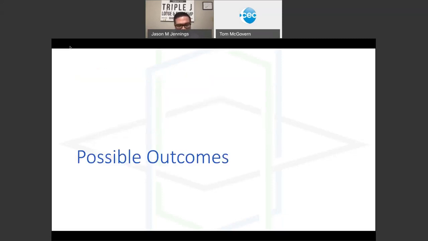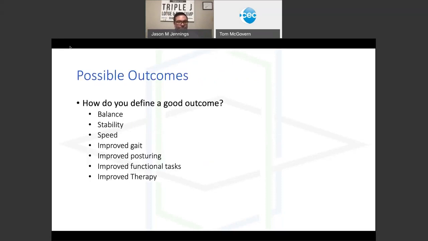Now I'd like to just show you some possible outcomes of some patients that I've had the opportunity to manage. There's different designs, different pathologies. I tried to pick a smorgasbord. But I want you to think about each one of these patients as an individual case, and how do we define a good outcome? How is their balance? How is their stability? How is their speed? Have we improved their gait, their posture, their functional tasks? Have we been able to improve the quality of their physical therapy?